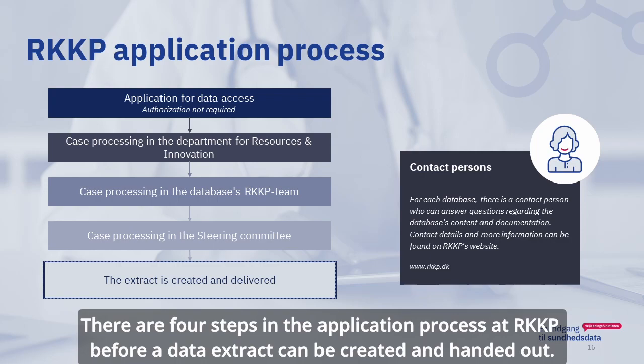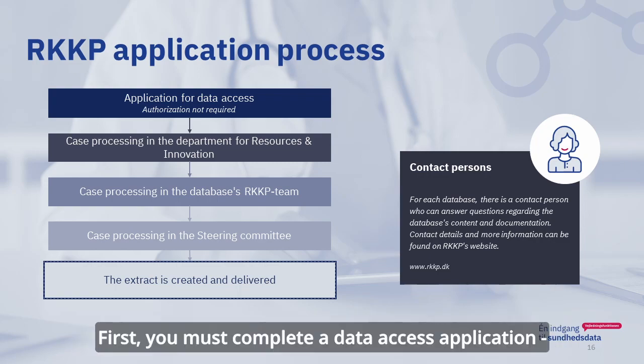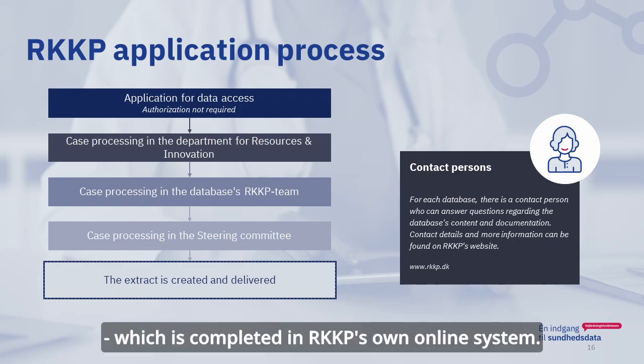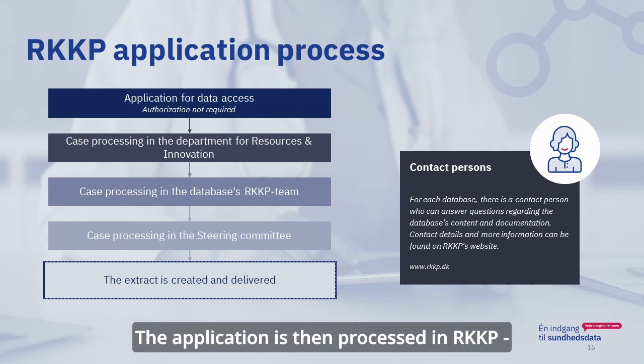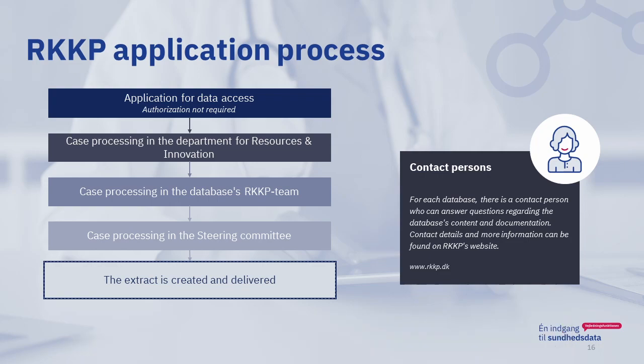There are 4 steps in the application process at RKKP before a data extract can be created and handed out. First, you must complete a data access application, which is completed in RKKP's own online system. The application is then processed in RKKP, where it will be checked whether the formal conditions have been met before the application can be forwarded.